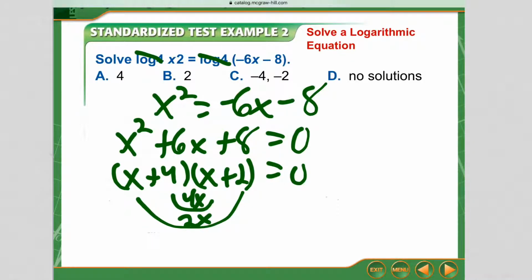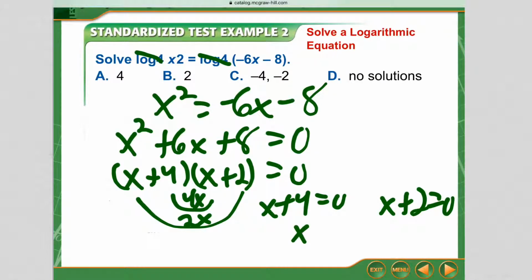Now remember, we're not done. We have to now set them each equal to 0. So x plus 4 equals 0, and then x plus 2 equals 0. So when we solve this, we get x equals negative 4 and x equals negative 2.